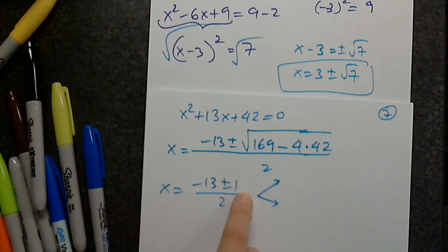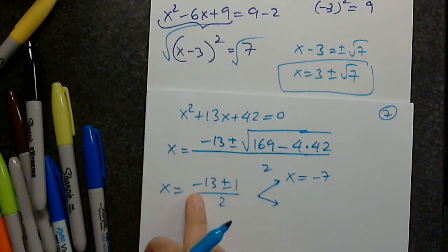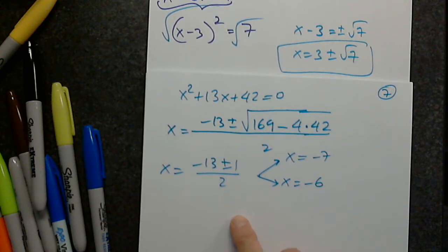-13 minus 1 is -14 over 2 is -7. And -13 plus 1 is -12 over 2 is -6. So if on the test we were just to factor that like x plus 6 and x plus 7, would you make that wrong? Say it again. If it says use the quadratic formula? Because you can just factor, that's factorable. So if it says use the quadratic formula, you have to use the quadratic formula. I'm sorry.